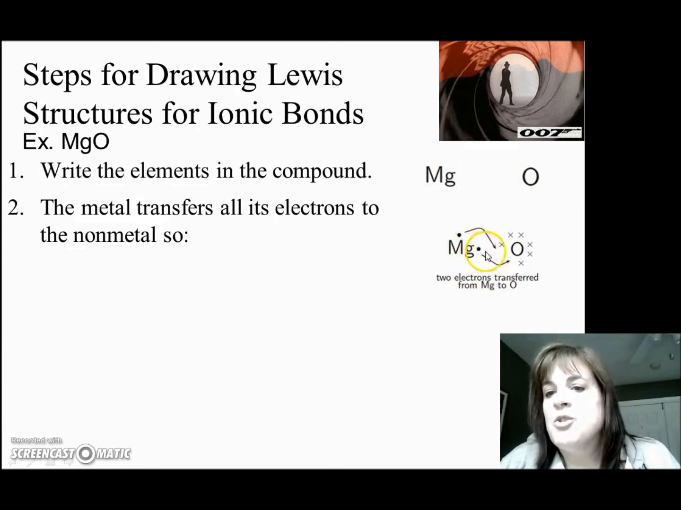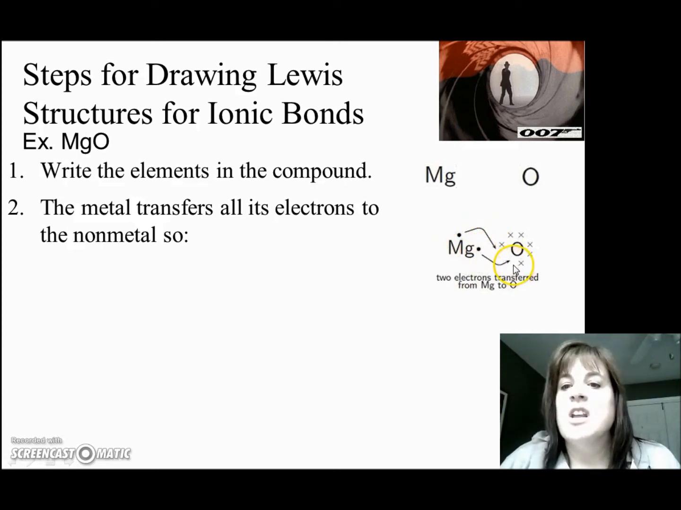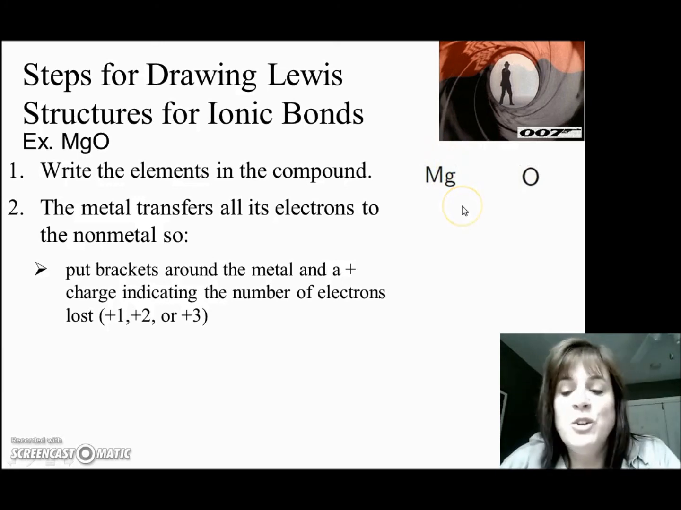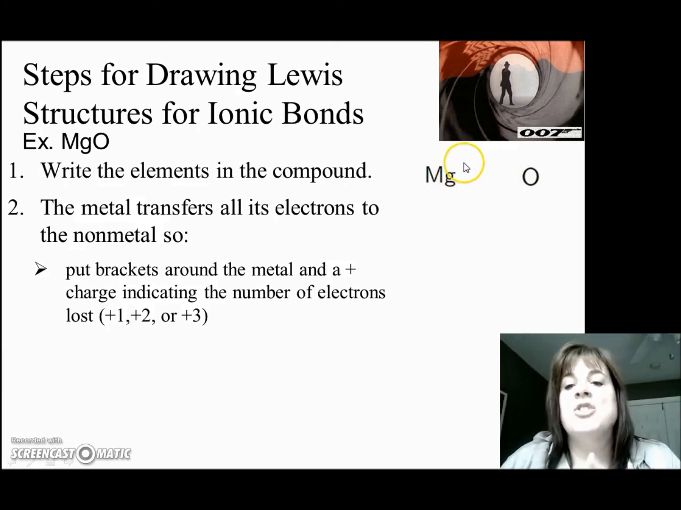Right? Magnesium is going to transfer its electrons to oxygen. So when I write the Lewis structure, all I do is take brackets and put them around the metal, right? The metal is going to lose all of its electrons. So no dots, just brackets, and a charge on the outside indicating how many electrons the magnesium lost.